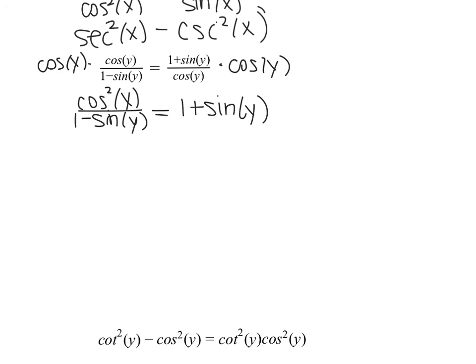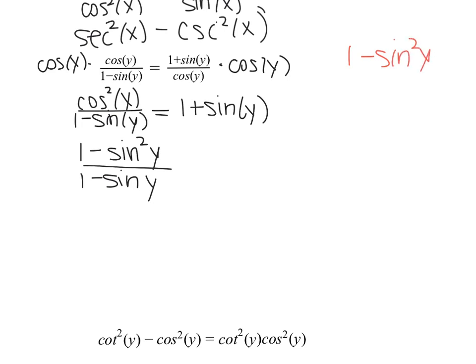So I can use a Pythagorean identity. Cosine squared of y can be rewritten as 1 minus sine squared of y over 1 minus sine of y. Now I can't just cancel a sine from the top and the bottom because I have that 1 minus in front. But you can think of 1 minus sine squared y as the same thing as 1 minus x squared. 1 minus x squared is an example of a difference of squares, which means I can factor it as 1 minus x, 1 plus x.